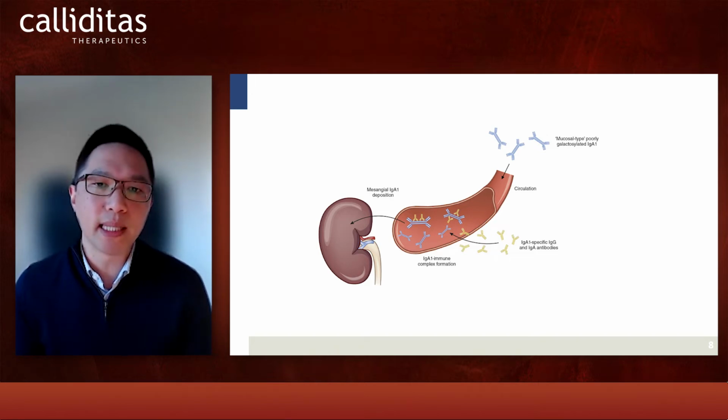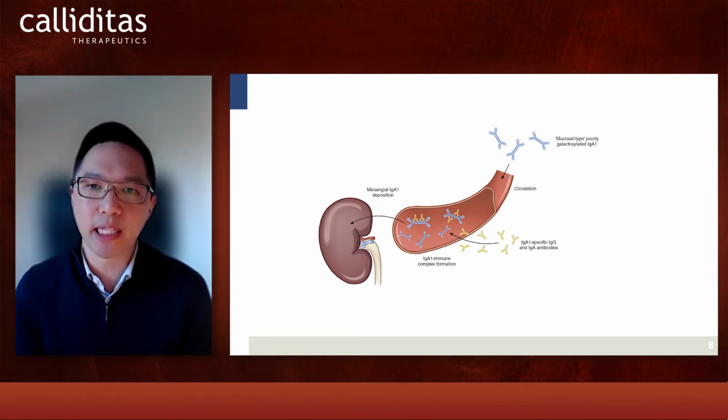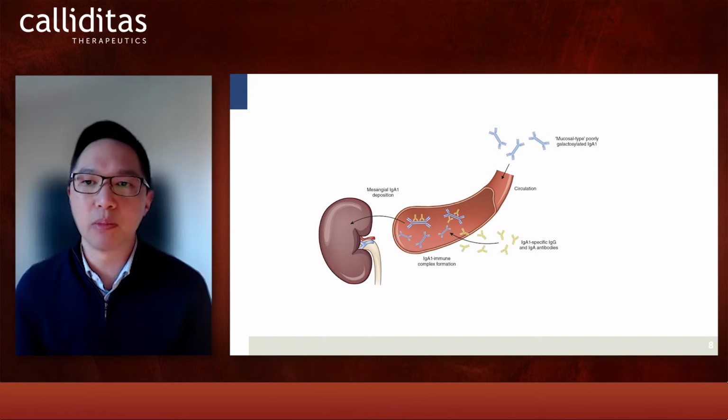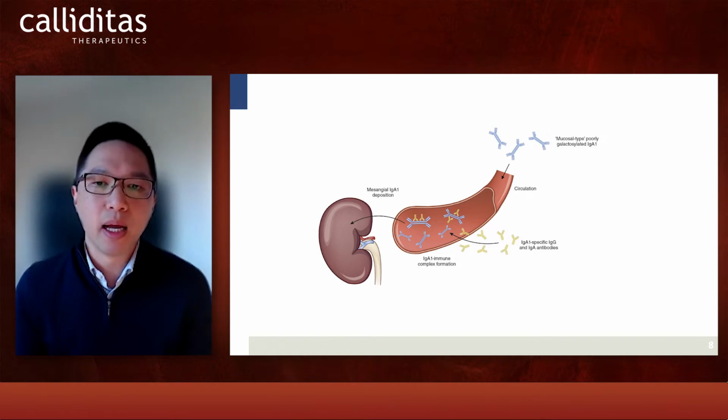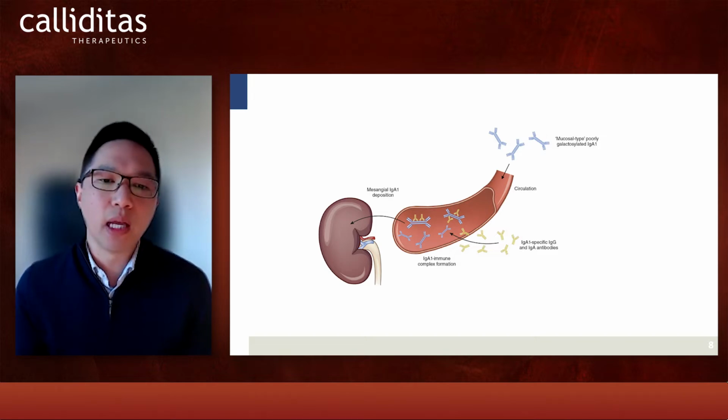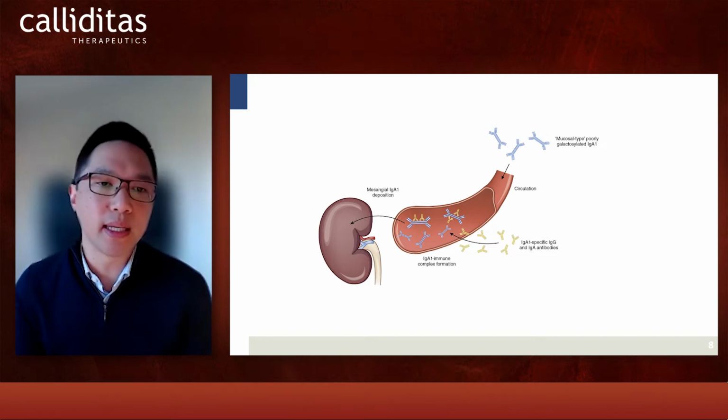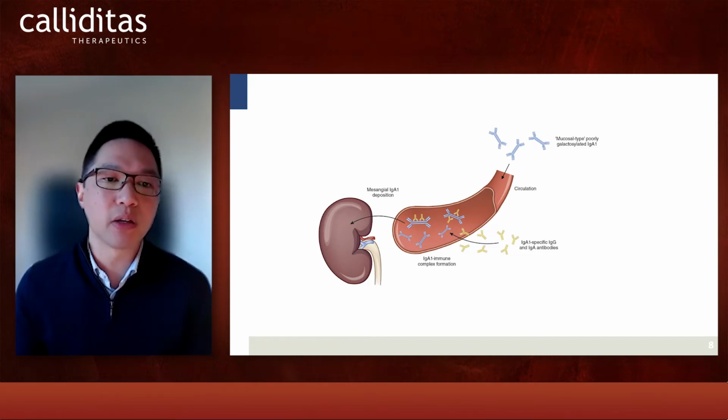Now, this is the multi-hit hypothesis of IgA nephropathy that is very well established now. And what we can see is that there's an increased amount of poorly galactosylated IgA1 in the serum, as we've discussed. This is mucosal type. And then within the circulation, there's this autoantibody formation against this with anti-IgA1, IgG, and IgA antibodies that then drive immune complex formation that then deposit within the kidneys, driving this process of inflammation, injury, and damage.